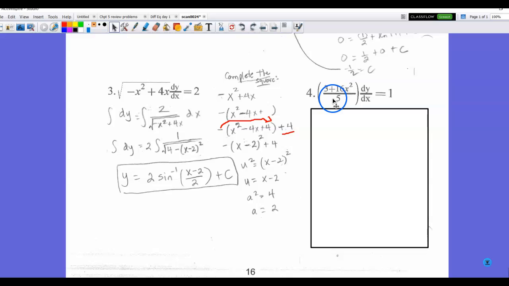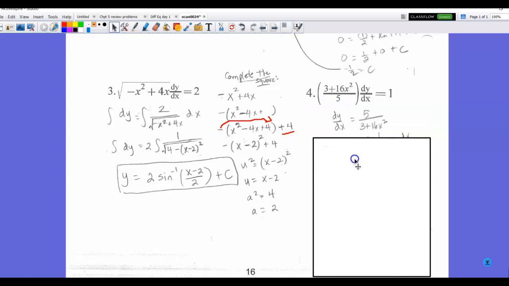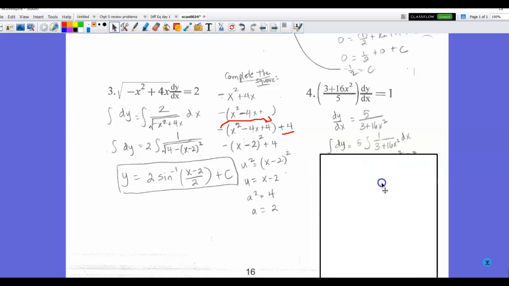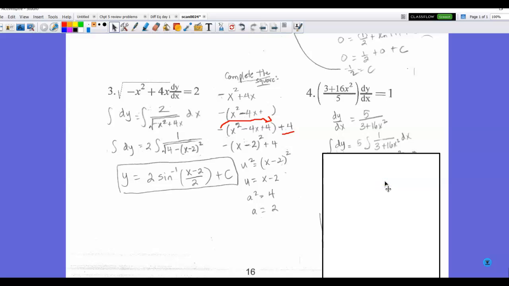And lastly, problem number 4. I'm going to divide both sides by this fraction. And remember, when you divide by a fraction, it's multiplying by the reciprocal. So when I separate the variables, I get 5 over 3 plus 16x squared. The 5, I'm going to get that out of the way using my integral properties. So the coefficient is out of my way. And hopefully I am noticing inverse trig. I could try u substitution, but that certainly will dead end.